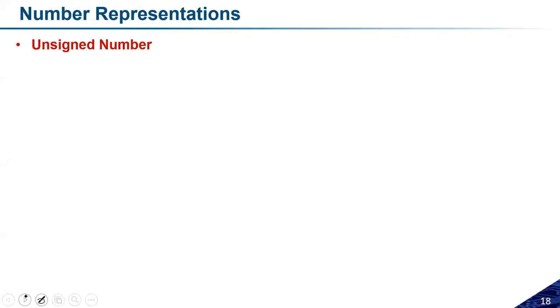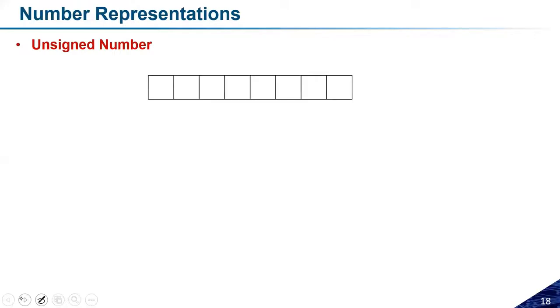There are two ways of number representation. The first is the unsigned one. Suppose I have 8-bit information. If the number is unsigned, all the digits we have represent the magnitude of the number. Based on that, we can calculate the magnitude of this number.